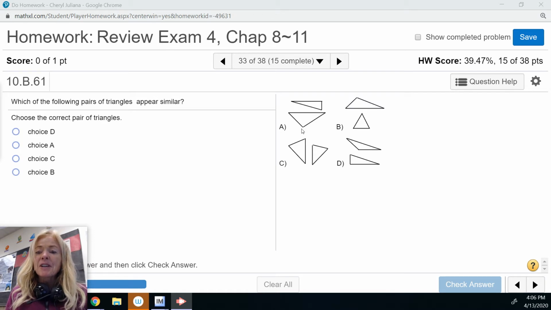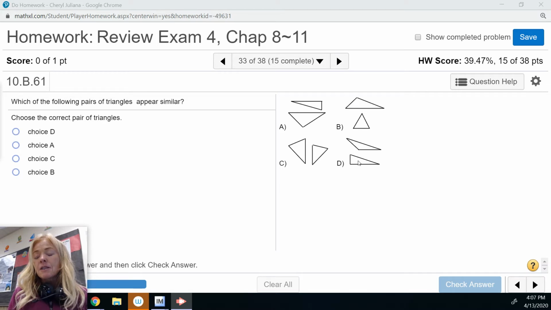All right, so these are not the same shape, are they? Between the two, this one is a right triangle. It looks more like a right triangle than this one, and they're not quite the same. These two are not the same. This one looks almost equilateral. This one not so much. These two look pretty much the same, don't they? This one's just a smaller version of this one, so I'm going to say choice C.